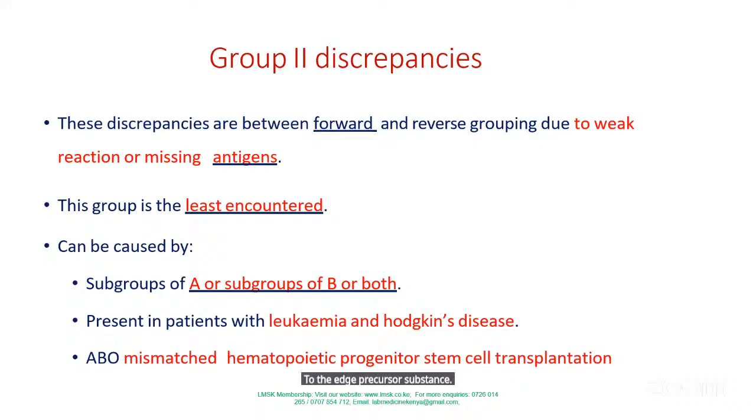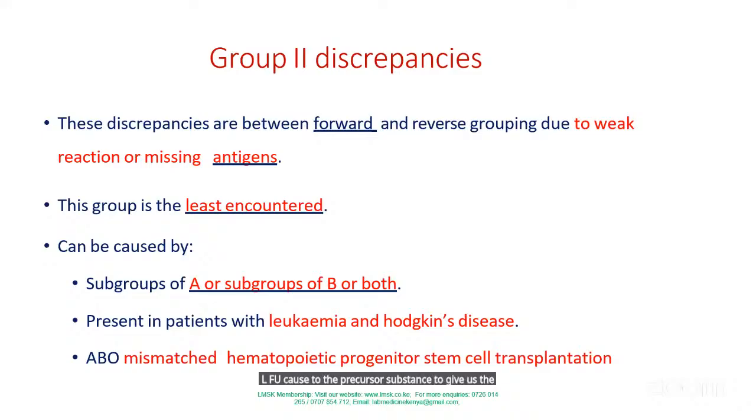So in this group O patients, what do we have on their red cell surfaces? It is just the H antigen. So how is the H antigen formed? The H gene encodes the enzyme fucosyl transferase, which adds the sugar L-fucose to the precursor substance to give us the H antigen.